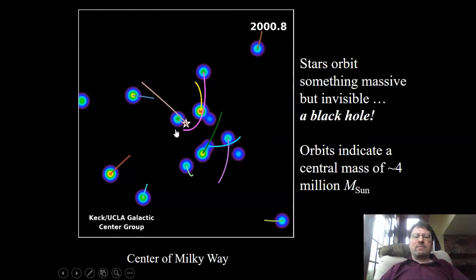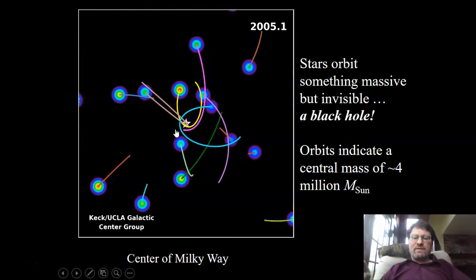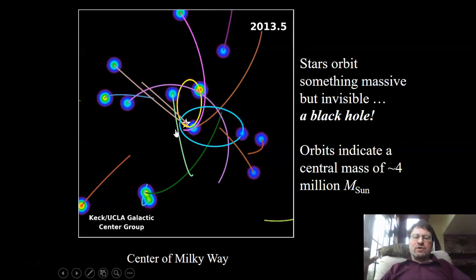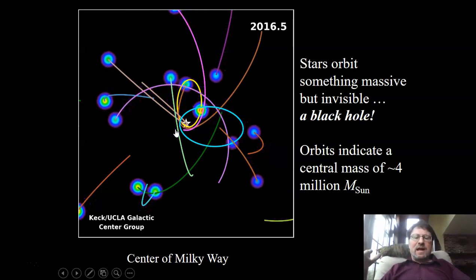Since about 1995, they've been observing the orbits of these so-called S stars as they move around. So they peer through the dust by using these longer wavelength observations. And what do they see? Well, they see objects that whip around on timescales of decades. Some of these stars, these so-called S stars, they've been able to follow for more than one complete orbit.